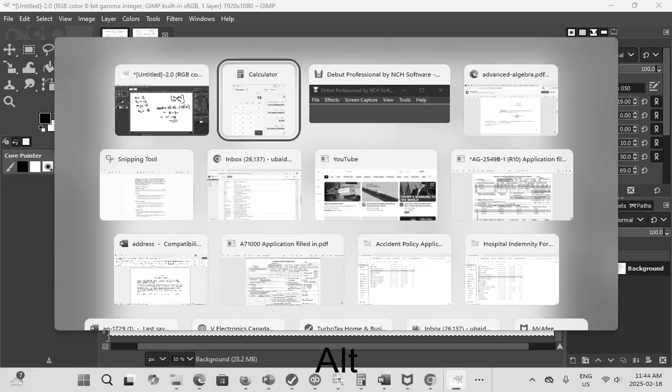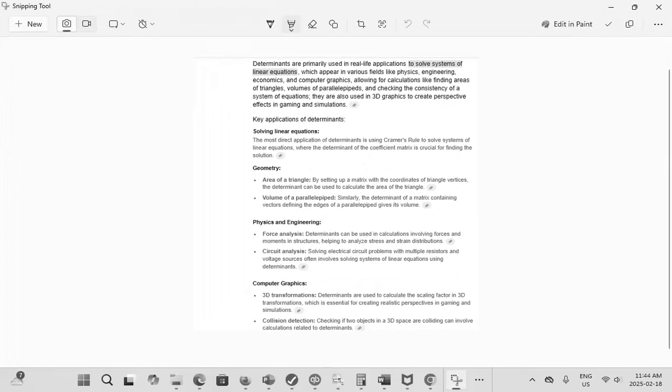You can use your determinants for solving linear equations, geometry, for physics and engineering, so on and so forth.